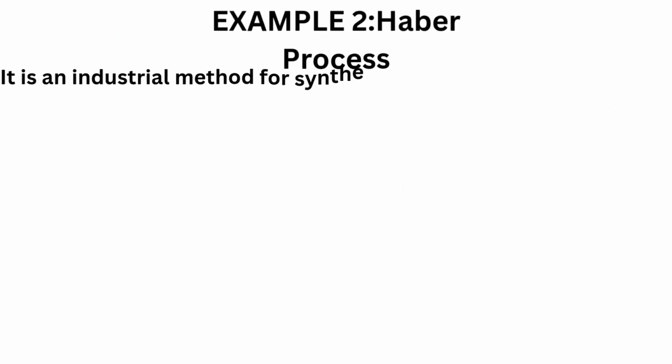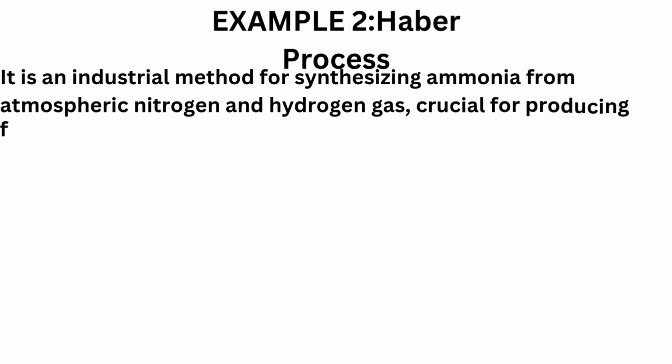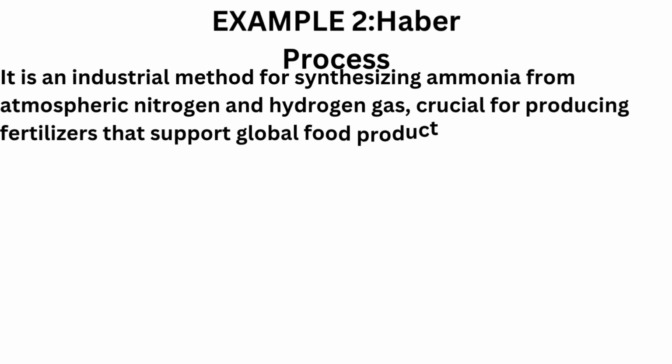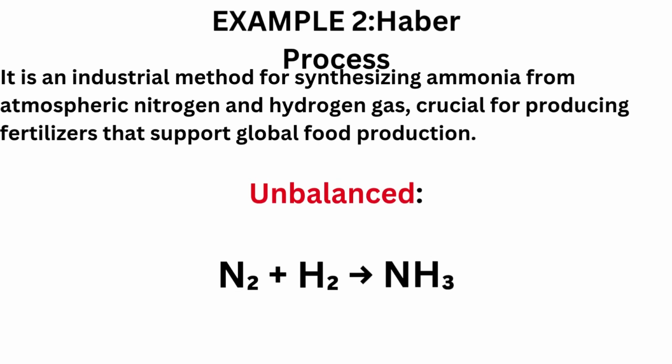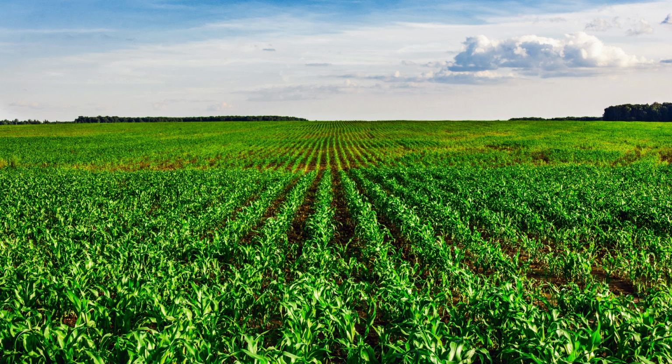Example 2. For the second equation, we will balance the equation for the Haber process. The Haber process is an industrial method for synthesizing ammonia from atmospheric nitrogen and hydrogen gas, a crucial step in producing fertilizers that support global food production. Let's balance the equation together.